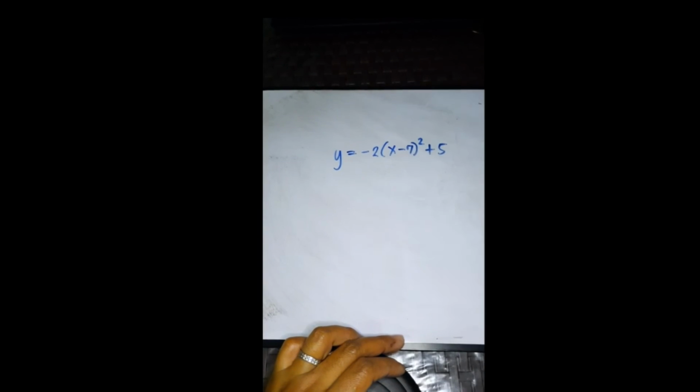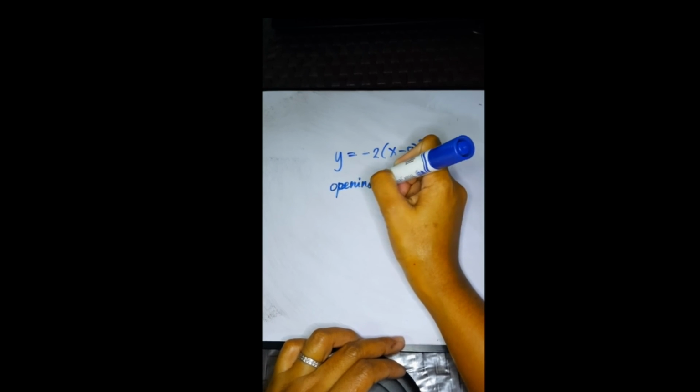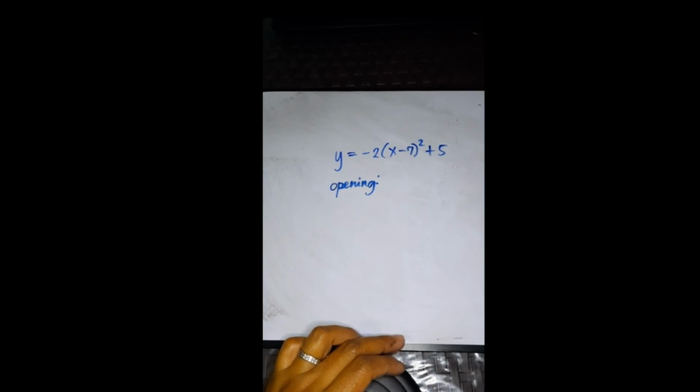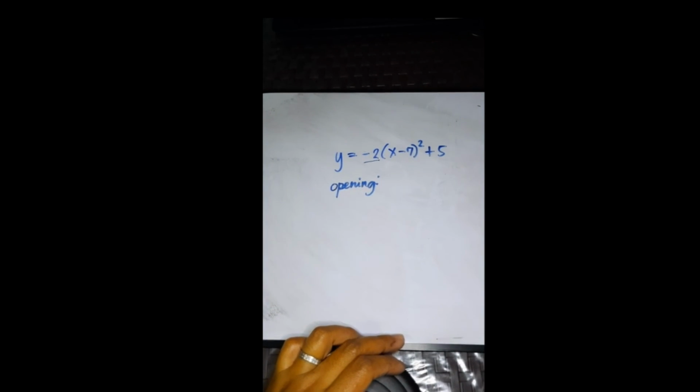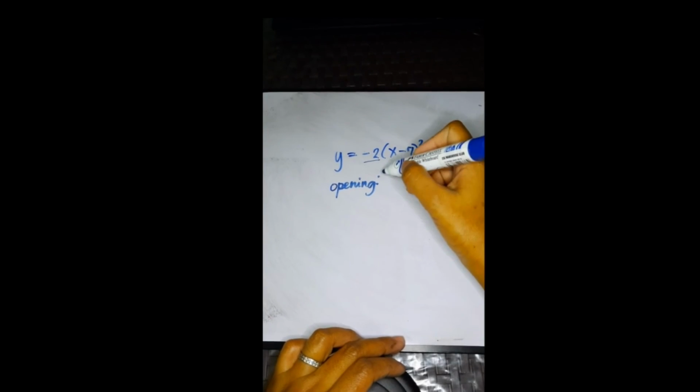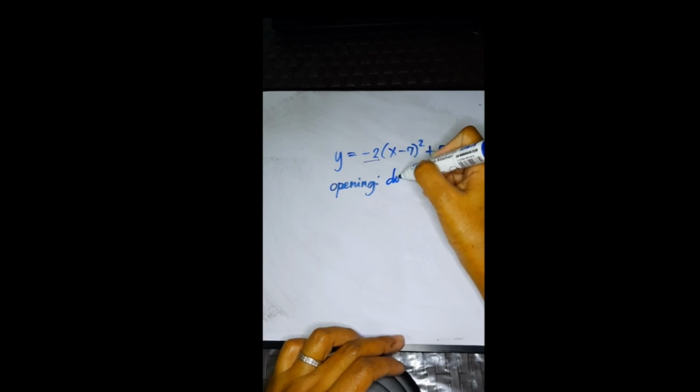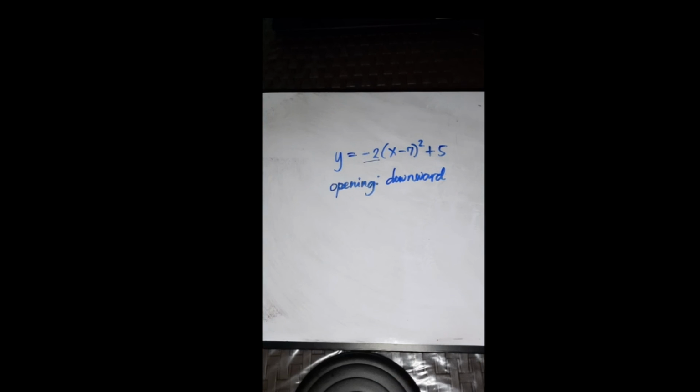So first is for us to identify the opening of the graph. So ano bang opening ng graph natin? Since our A is -2, therefore, A is negative, A is less than 0, then the opening of the graph is downward. So the opening of the graph is downward, therefore, we can conclude that the vertex is the maximum point.